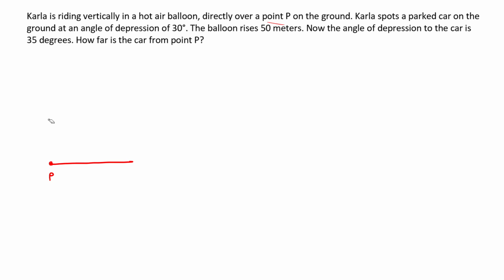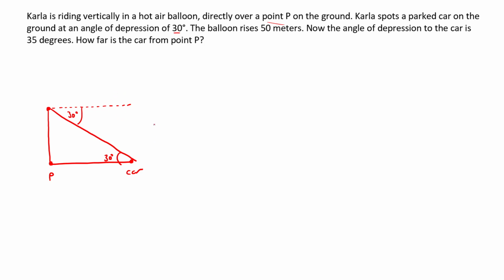It's going to be easier to draw this in two parts. So she spots a parked car on the ground at an angle of depression of 30. So here's the car. Here's the hot air balloon in the air. Now, notice we don't know how high up the balloon is. They don't tell us that. But we end up with this. Angle of depression of 30. Okay, now remember, with angles of depression, because these are parallel lines, these would be the same angle. So you can also think of it being down here.